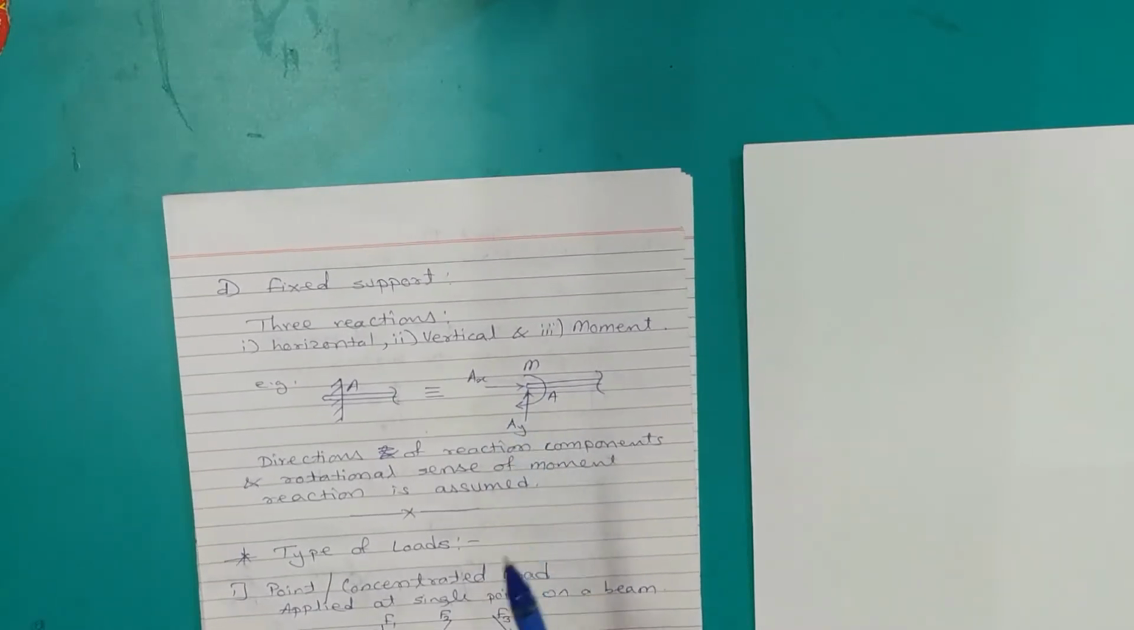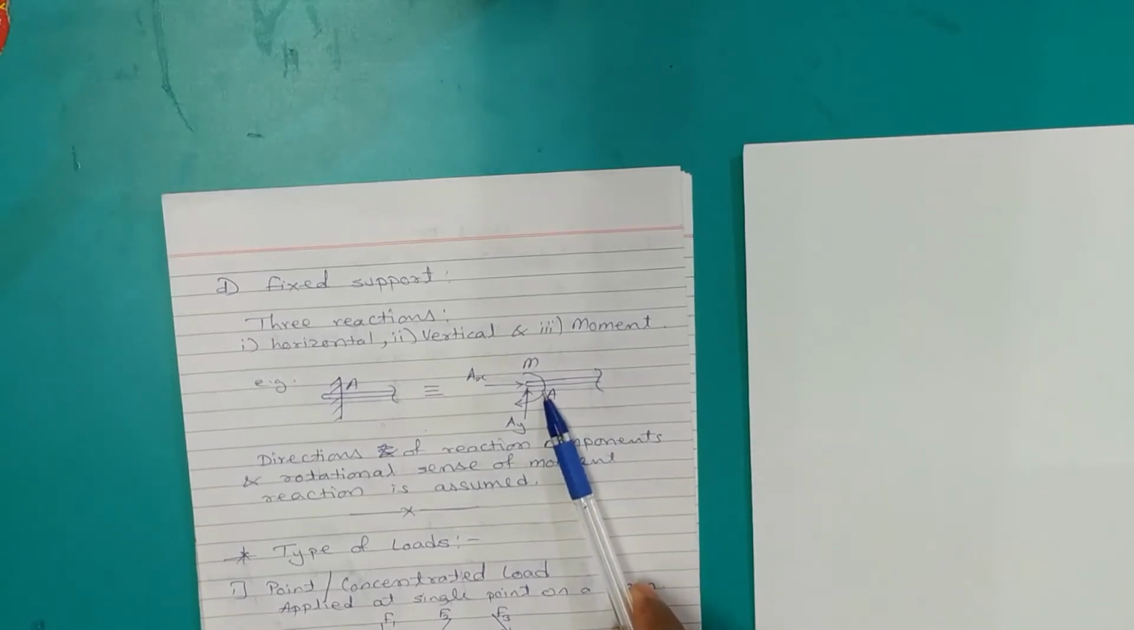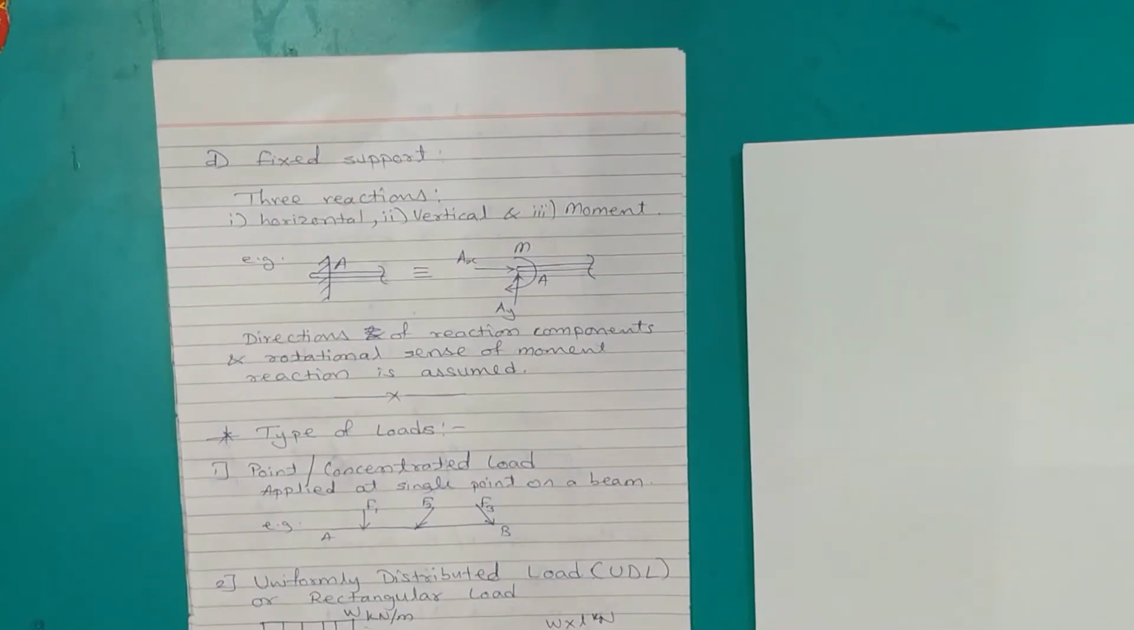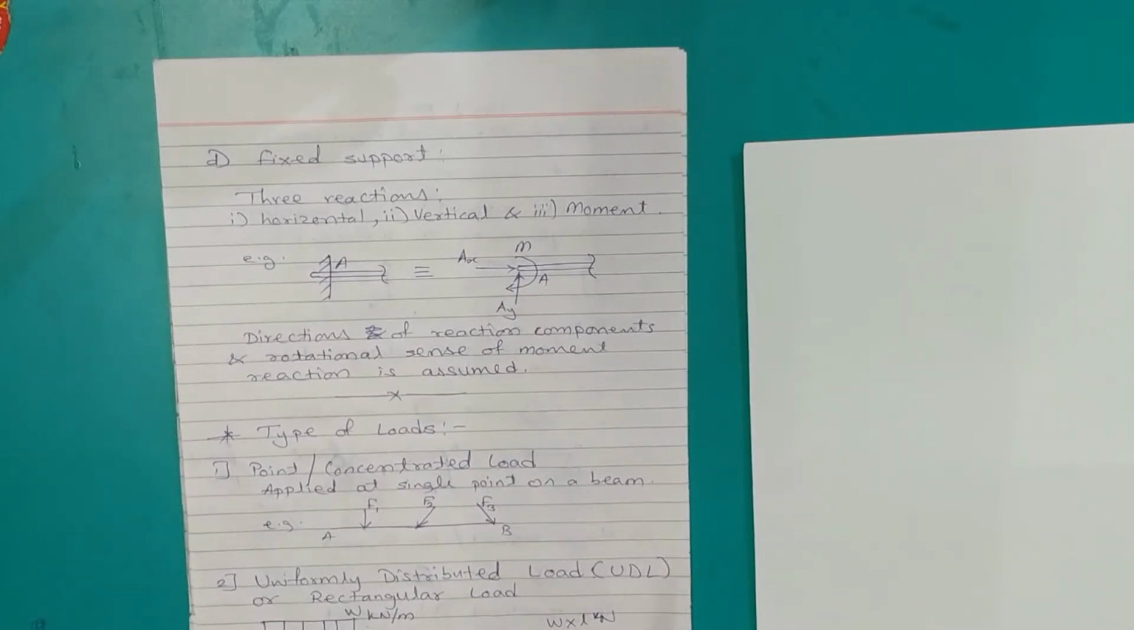Either the moment is going to be clockwise or anti-clockwise. Again, we have to assume some rotational sense for this moment. It will be confirmed whether our assumed rotation is correct or not at the end of our solution. Fine. So these are the more frequently used supports, or the kind of supports which will be involved in our numericals. There are several others, we need not discuss those right now.